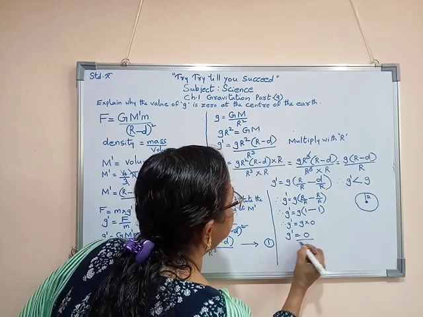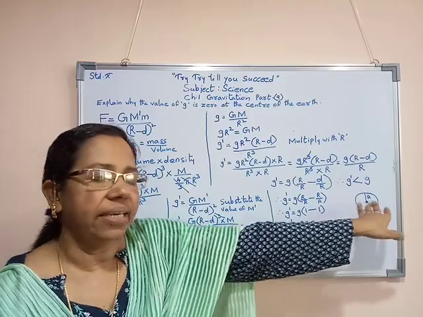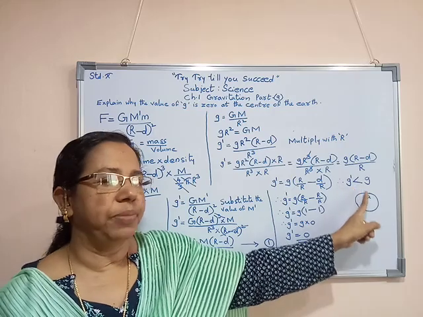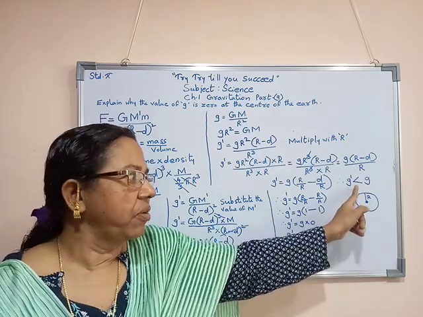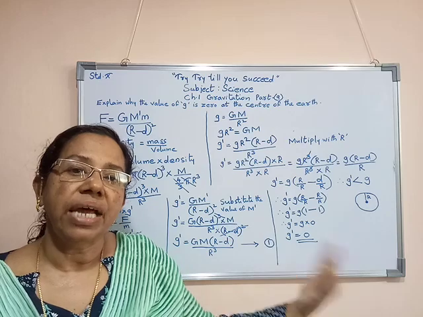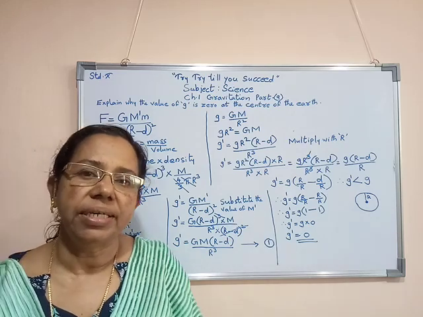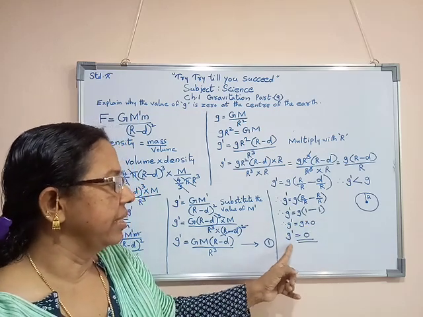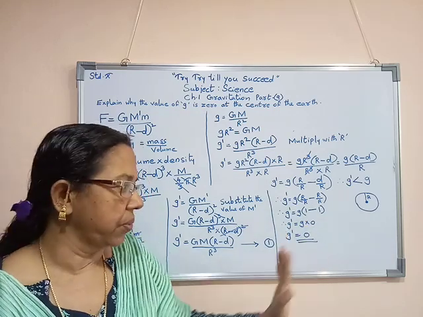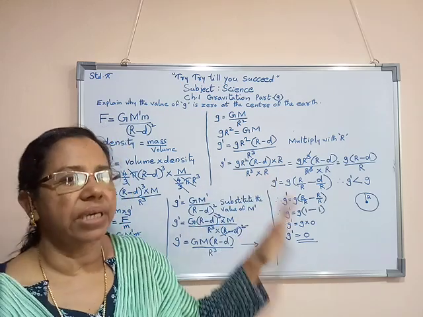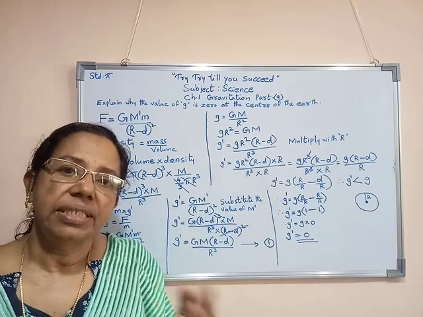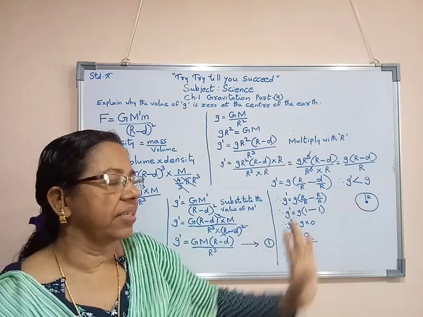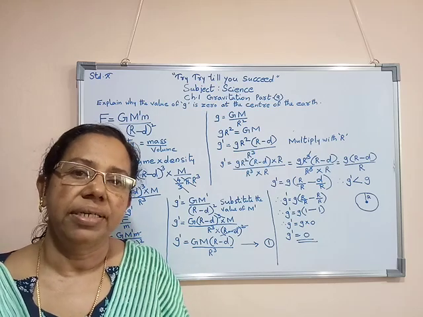So we can say that when the object is lying at the center of the earth, the distance of the object from the surface of the earth towards the center will be equal to the radius of the earth. As a result of it, we are going to get the answer G dash is equal to 0. So this way we are able to derive that the value of G dash is 0 when it reaches the center of the earth.